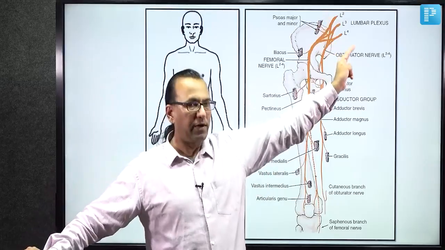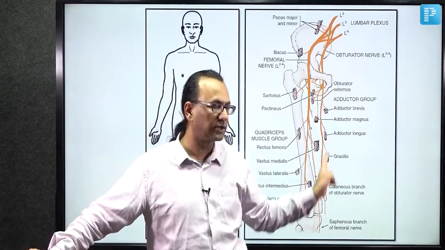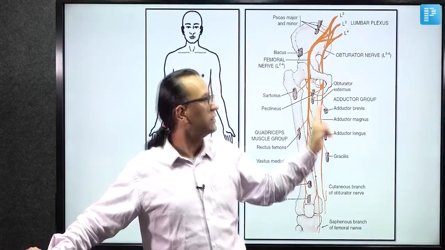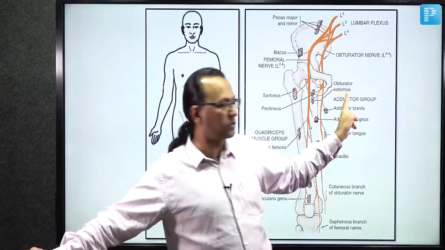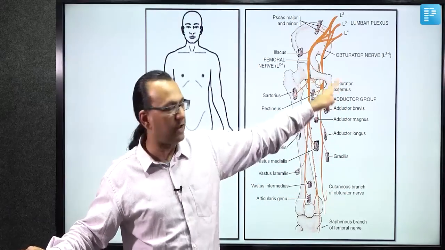whereas the L2, 3, 4 ventral division will give you the obturator nerve, passing through the obturator foramen and coming to the medial thigh, supplying the adductor muscles. They are doing thigh adduction at the hip joint, but be careful about the obturator externus, which is also supplied by the obturator nerve, the nerve of the medial thigh, but it is not an adductor, it is a lateral rotator at the hip joint.